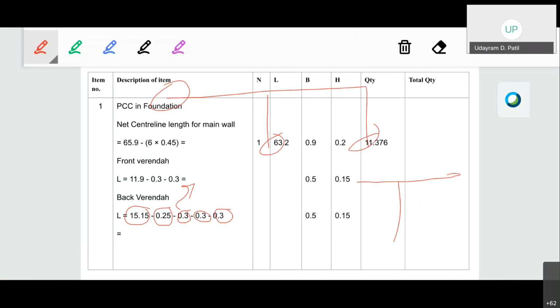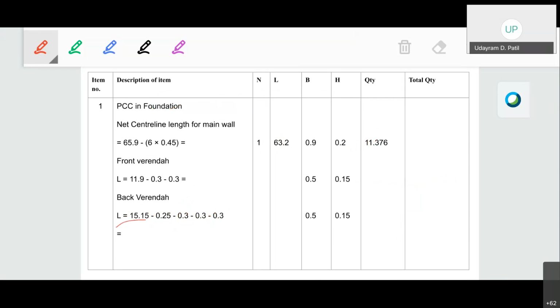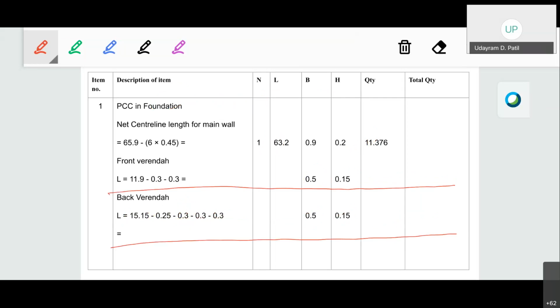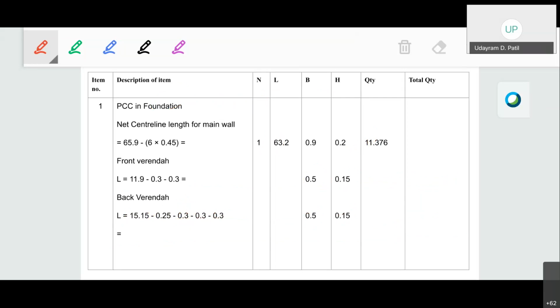Okay, therefore again calculate the net center line length for the back veranda. The width of the particular item of the work is 0.5 and the height is 0.15 for the PCC. Calculate the quantity of each item of the work. फ्रंट वरांडासाठी लेंथ फाइंड आउट करा, बॅक वरांडासाठी लेंथ फाइंड आउट करा. ओके, फक्त आपण डिडक्शन कसं करत आहोत फॉर द सेंटर लाईन, जस्ट रिमेंबर दॅट पर्टिक्युलर व्हॅल्यू. ओके, आपण कसं डिडक्ट करत आहोत.